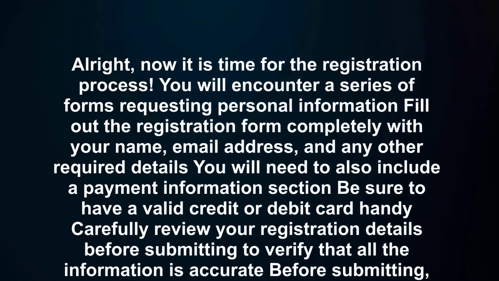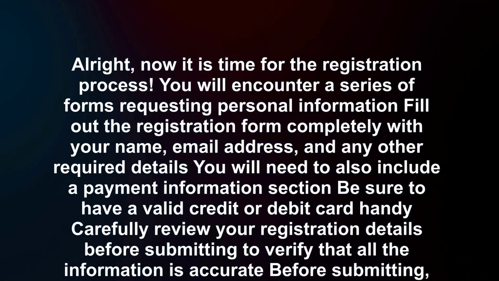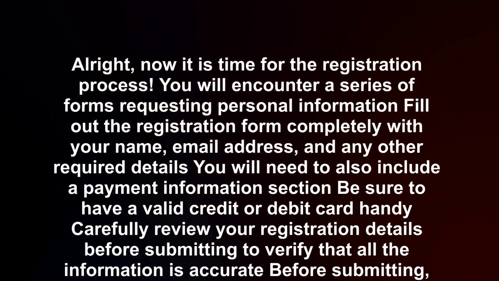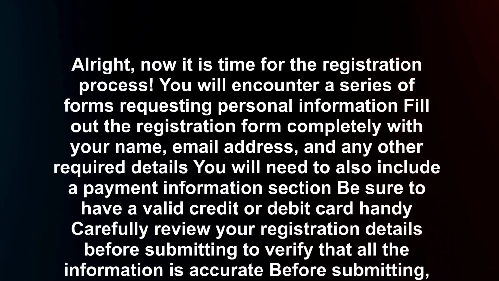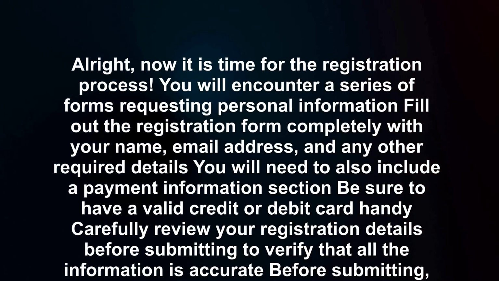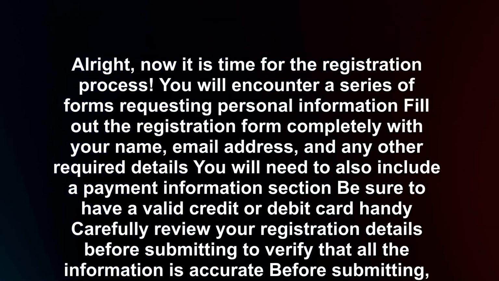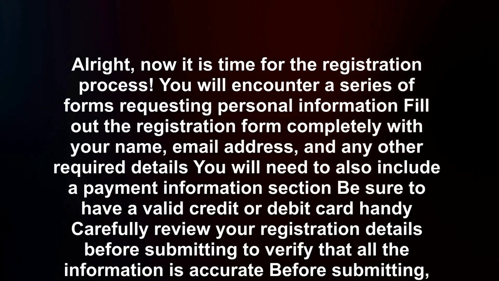Alright, now it is time for the registration process. You will encounter a series of forms requesting personal information. Fill out the registration form completely with your name, email address, and any other required details. You will need to also include a payment information section. Be sure to have a valid credit or debit card handy.